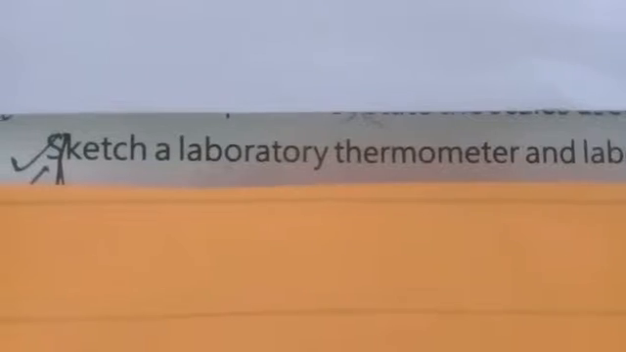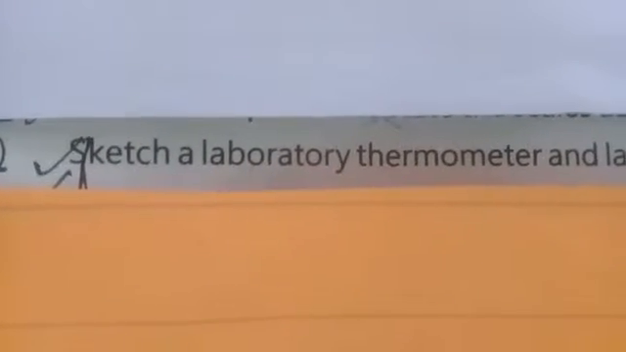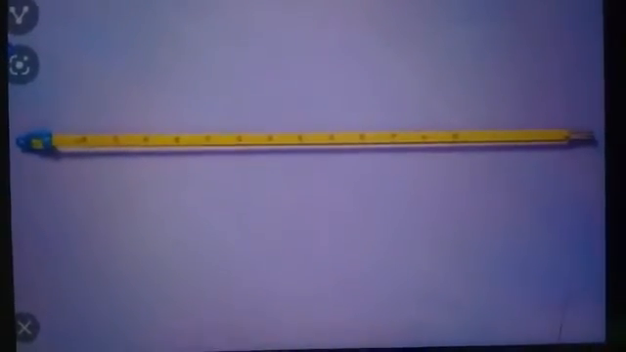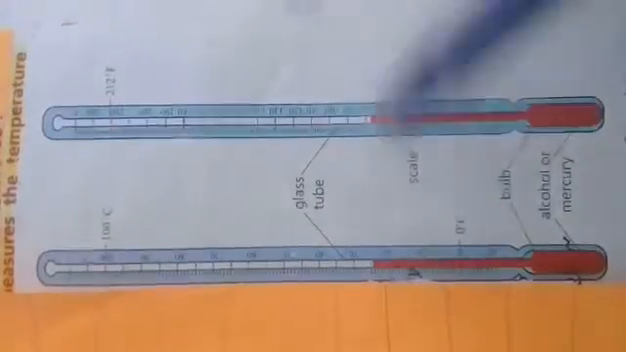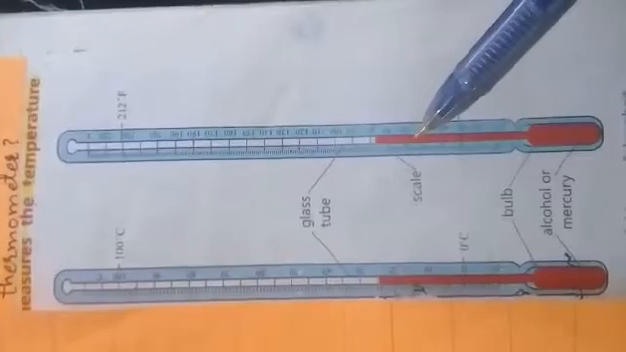In the previous lecture we learned what temperature is and also learned scales to measure temperature. Today we will learn question 6.3 part 2: sketch a laboratory thermometer and label its important parts. This is the image of a laboratory thermometer. This is the Celsius thermometer and this is the Fahrenheit thermometer.